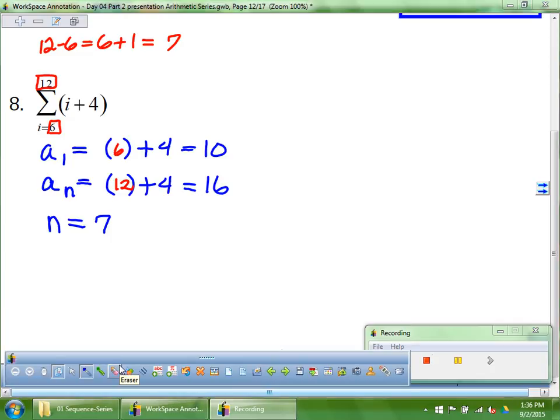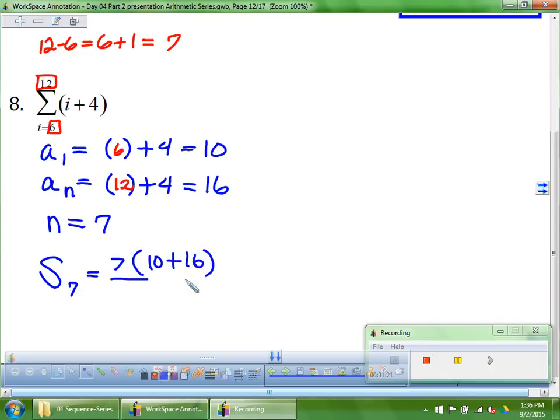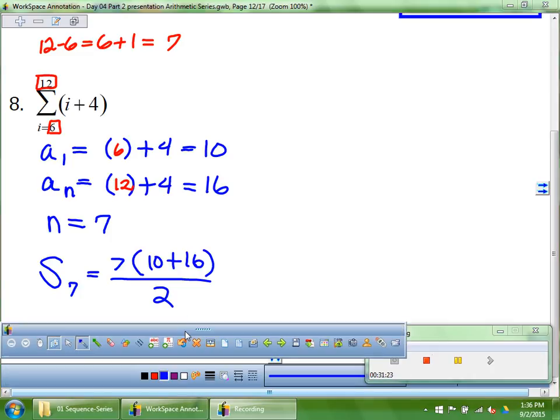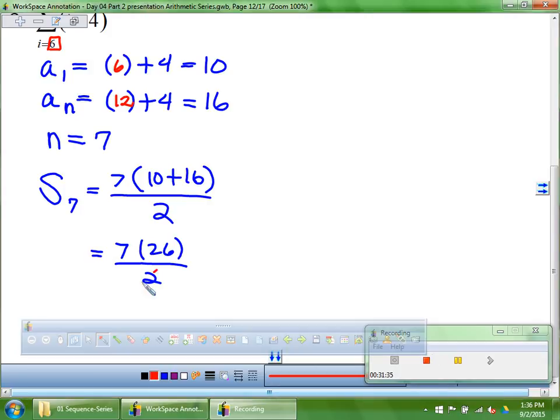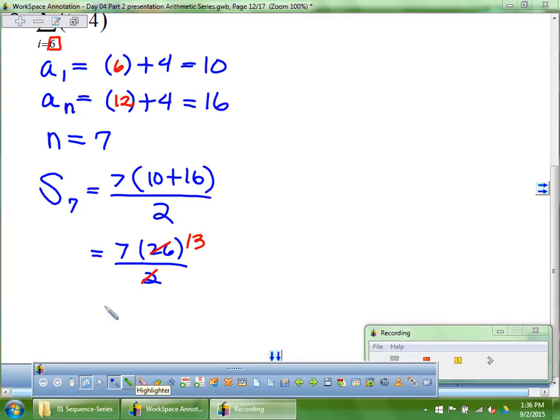So I have all the pieces of information I need to get my sum. The sum of this series, which has 7 terms in it, is the first one plus the last one times how many we have, all divided by 2. 10 plus 16 is 26. I can't half a 7, but I can half a 26. 13. And 13 times 7 is 91. 91 is my answer.